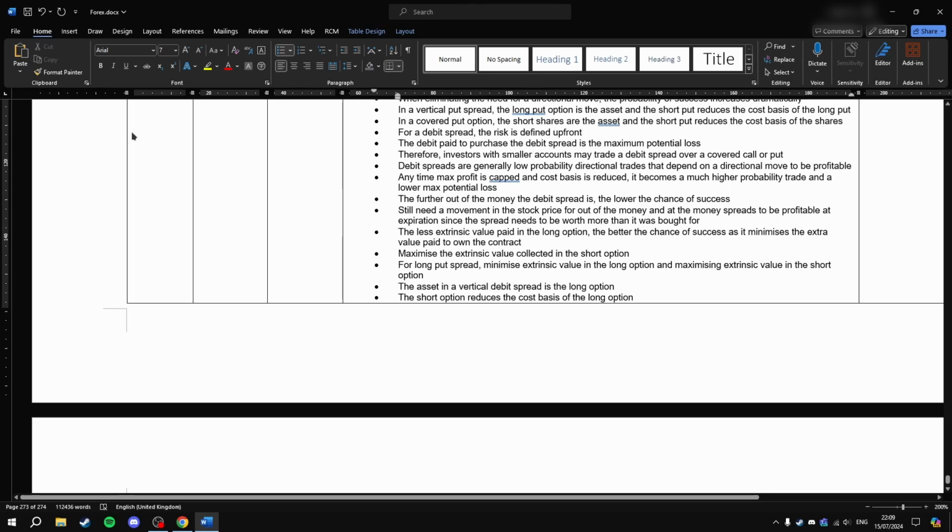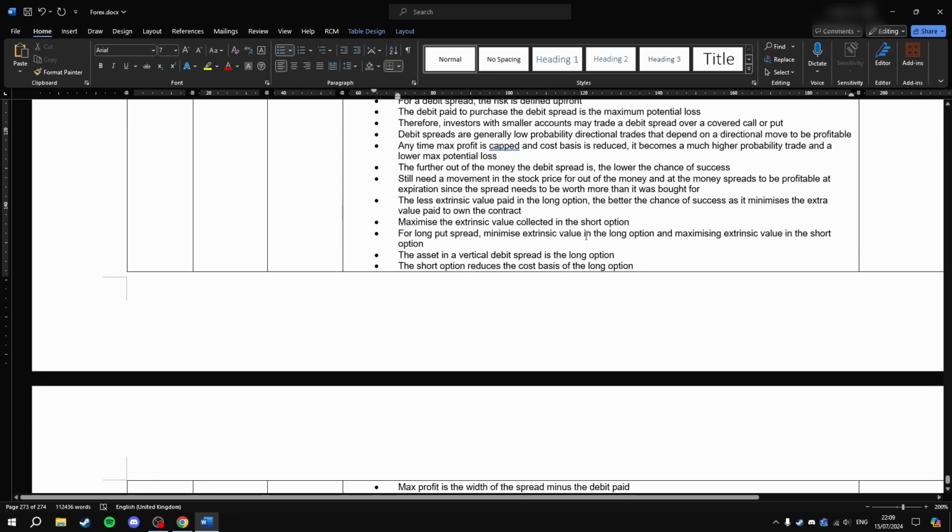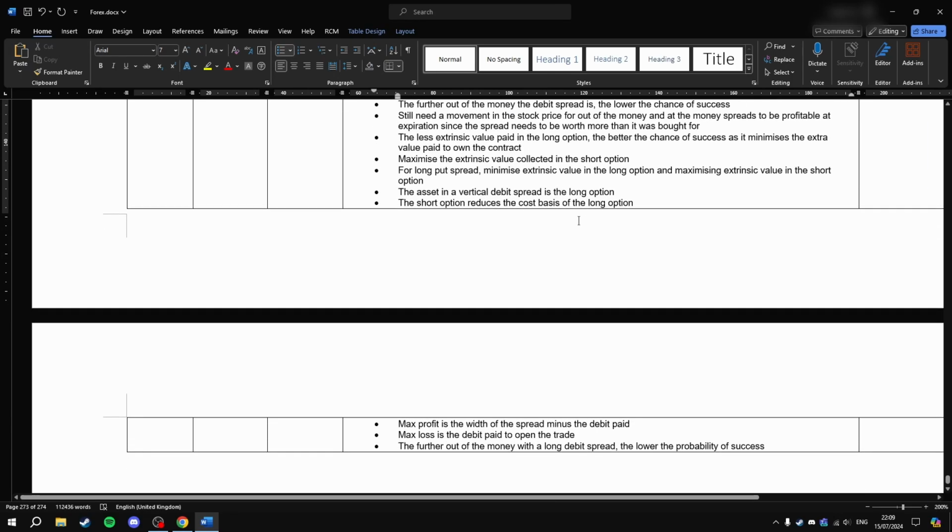Debit spreads are generally low probability directional trades that depend on a directional move to be profitable. Anytime max profit is capped and cost basis is reduced, it becomes a much higher probability trade and a lower max potential loss. The further out of the money a debit spread is, the lower the chances of success. You still need a movement in the stock price for out of the money options and at the money spreads to be profitable at expiration, since the spread needs to be worth more than it was bought for.